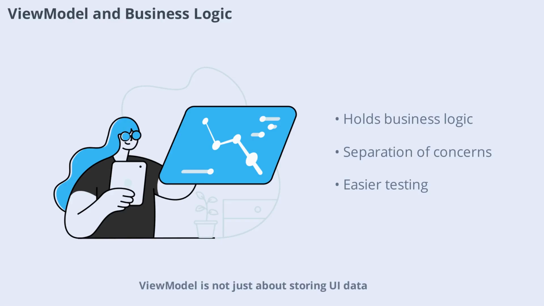ViewModel is not just about storing UI data, it's also a great place to keep your business logic. By separating your business logic from your UI code, you make your app easier to maintain and test. The ViewModel acts as a mediator between your UI and your data sources, ensuring a clean separation of concerns.